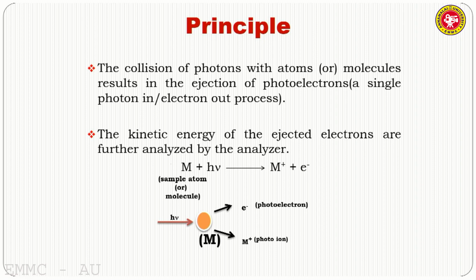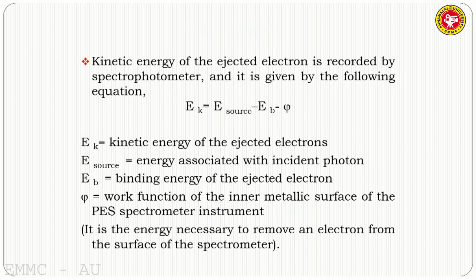Here M indicates the sample atom or molecule. Here H nu is photon energy. Then bombardment of this H nu with M, we can get the cation and the ejected electron. Then the kinetic energy of the ejected electrons, otherwise called photoelectrons, is monitored and studied, and we can get the nature of the compounds.